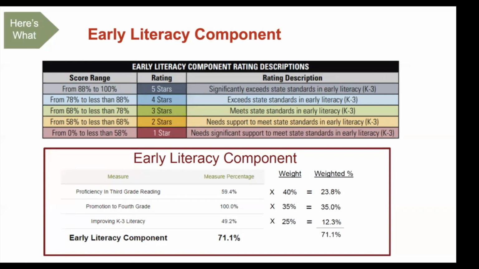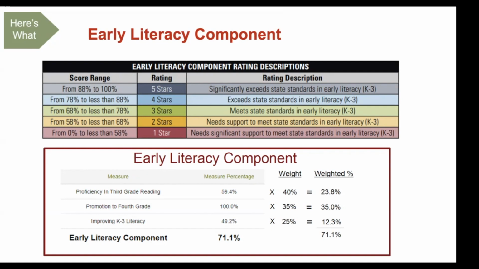So this is the "here's what" section of our presentation. The "here's what" is the data. What are we looking at? The bottom of this screen is exactly that, the "here's what" for this component. For the early literacy component, there are 3 measures. The first one is proficiency in 3rd grade reading. We're going to dive into each of these in a little bit, but I wanted you to see on this screen, more specifically, each of the measures and their weight.